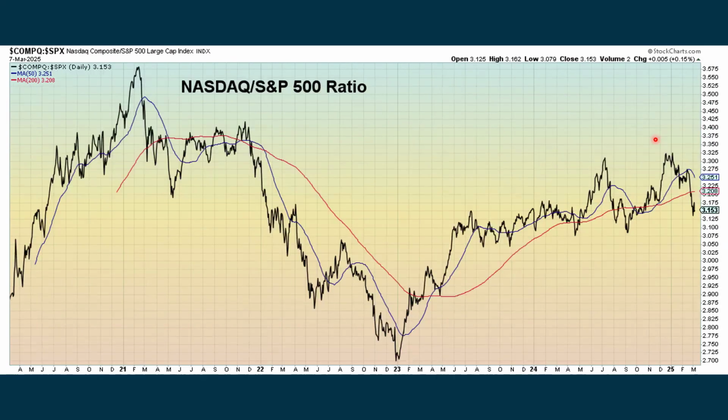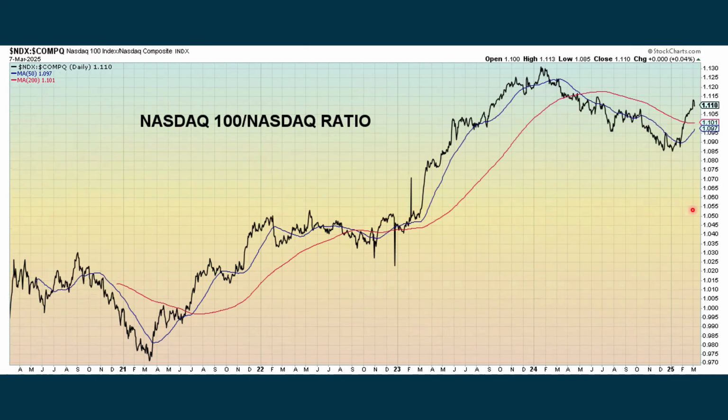And we look at the NASDAQ versus the S&P 500. The NASDAQ had been outperforming, but lately it's been underperforming because that's more tech, where the S&P not only has growth but value at the same time, and that's why we're seeing this ratio coming down. The NASDAQ 100 is now starting to outperform the NASDAQ. Now, both have been under pressure lately.